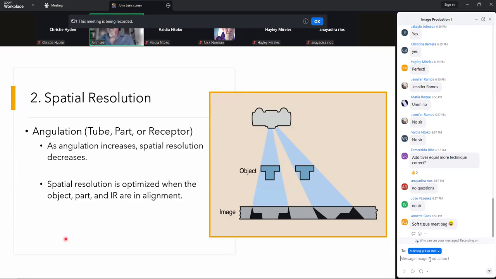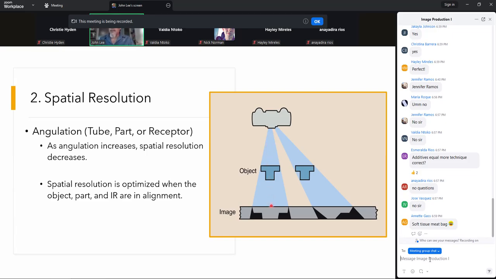Part and image receptor alignment. Angulation, in a lot of cases, if we increase our angulation or go off axis, so we're not perpendicular to the part, it could cause size and shape distortion. Any type of distortion is, of course, not a true representation of the anatomy, and so it is a decrease of spatial resolution. We want to make sure that we are shooting at the proper SID with the correct angle.